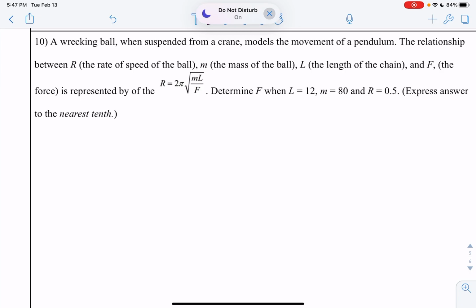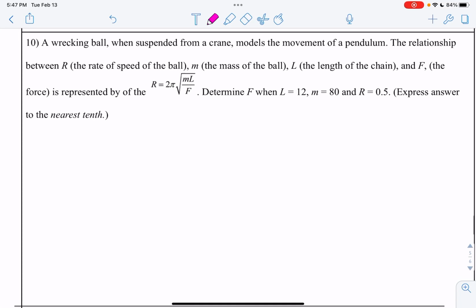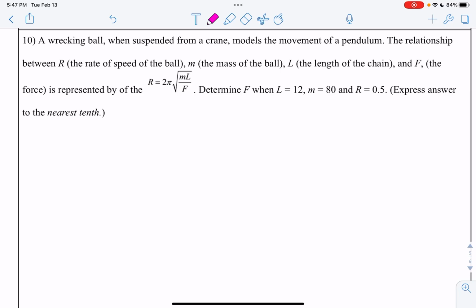Hello everyone, let's go over modeling some radical equations. So we have a wrecking ball suspended from a crane that models the movement of a pendulum. A pendulum is something that moves left to right, left to right, left to right.